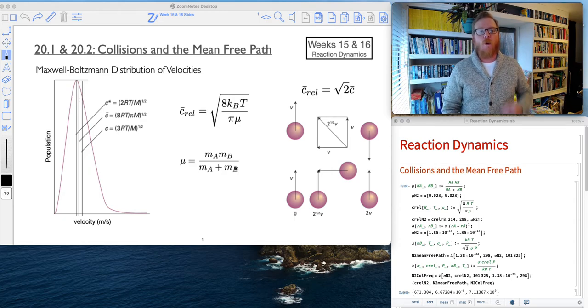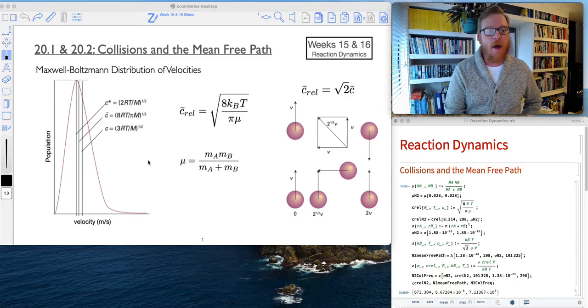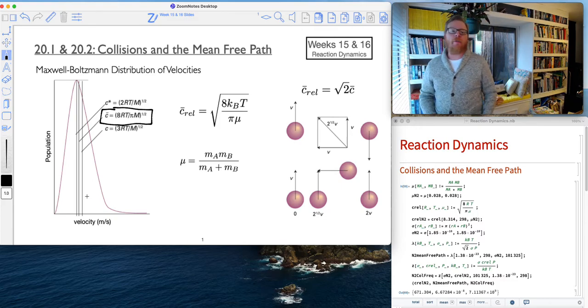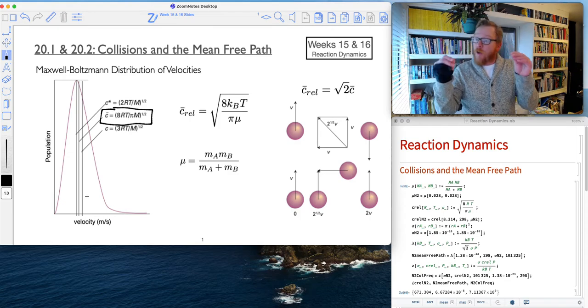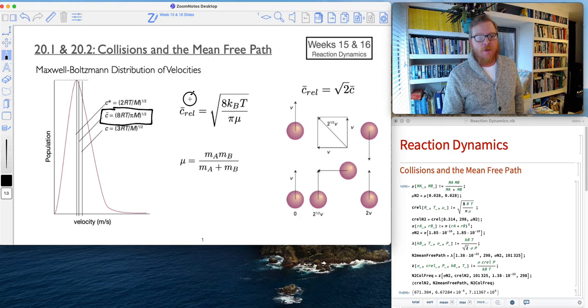Recall the Maxwell-Boltzmann distribution of velocities. Feels like a lifetime ago, right? But that was at the beginning of the semester. If you recall, we came up with equations for the most probable speed, the mean speed, and the root mean square speed. As it turns out, the mean speed is adequate for this discussion. What we want to start thinking about now is the relative mean speed between two particles on a collision course. I'll write that down here.